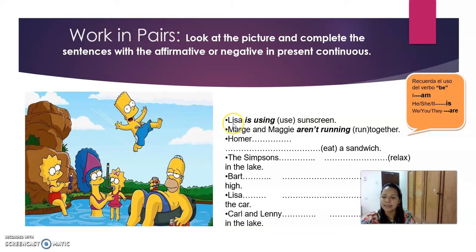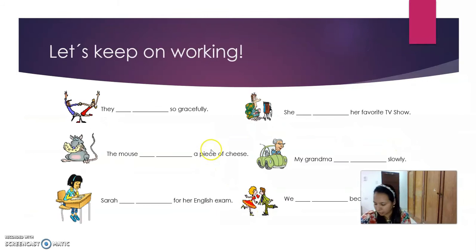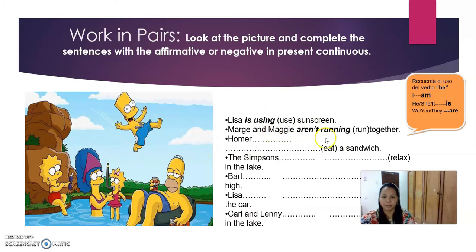In this case, as Lisa is third person, she, Lisa, the form of the verb to be I'm going to use is "is". So the sentence is Lisa is using sunscreen. Second example, negative sentence. Marge and Maggie, the verb in brackets is run together. I mean, they are not running together. So the sentence is Marge and Maggie aren't or are not running together. So you are going to do the other sentences as in the example.